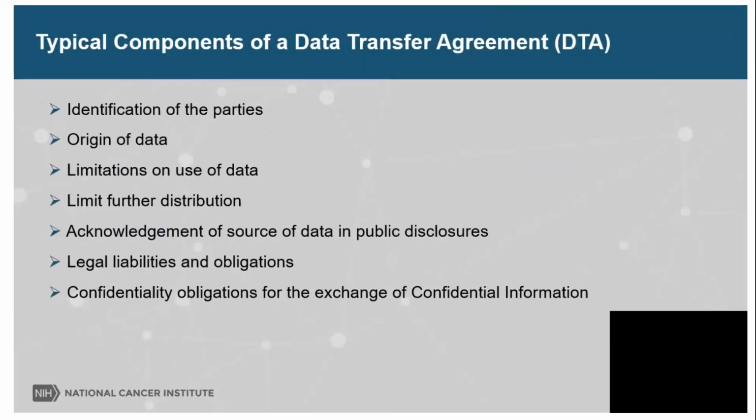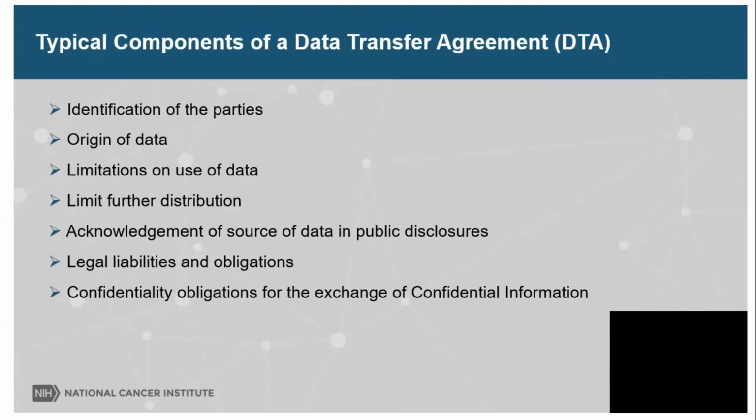Now I want to talk about what goes into a DTA. Here I have listed some of the typical components of a DTA. First, a DTA should identify the parties to the agreement, as in who is providing the data and who is receiving it, and there may be multiple providers and receiving parties. Then the origin of data, as in where did the data come from? Is it from a study that the data providing party conducted, or did they receive it from a different party?